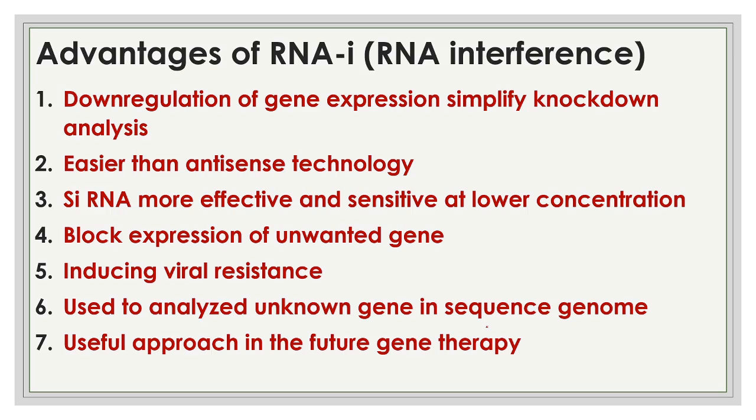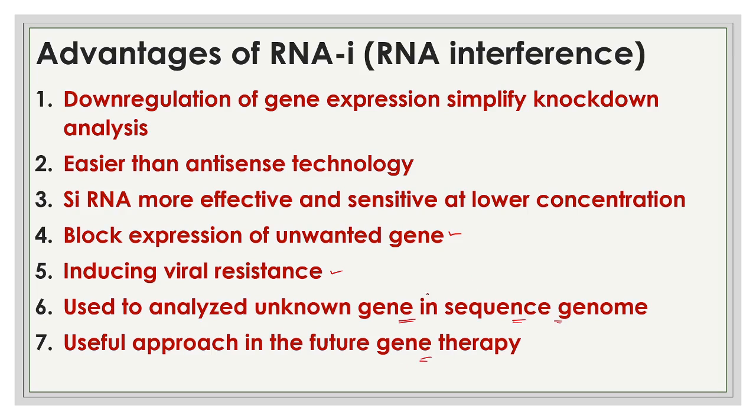Now next, advantages of RNA interference. Downregulation of gene expression simplifies knockout analysis. RNA interference technology is easier than antisense technology. When we perform RNAi, siRNA is more effective and sensitive at lower concentration. RNAi is used to block expression of unwanted genes. It is helpful to induce viral resistance. It is used to analyze unknown genes in a sequenced genome. It is also a useful approach in future gene therapy.